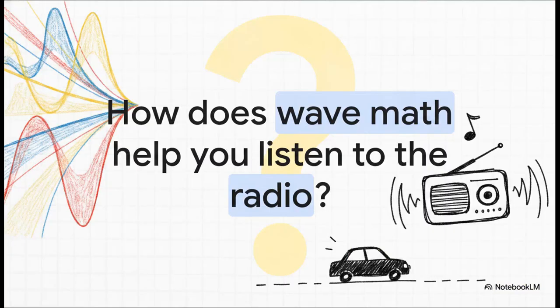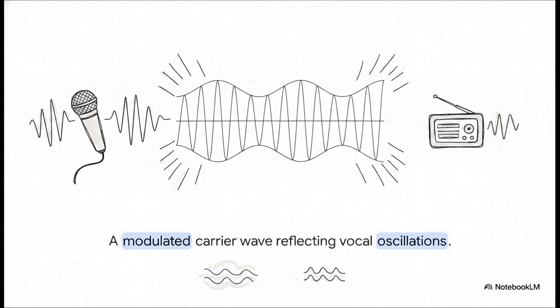Section 3. Radio waves and sidebands, broadcasting information. So far, we've only talked about sound. But what happens if we shift the scale to the high-frequency electromagnetic waves zooming through the air all around us right now? That brings up a super practical question. How does this simple wave math actually let you listen to the radio? Well, the answer is amplitude modulation, or AM.